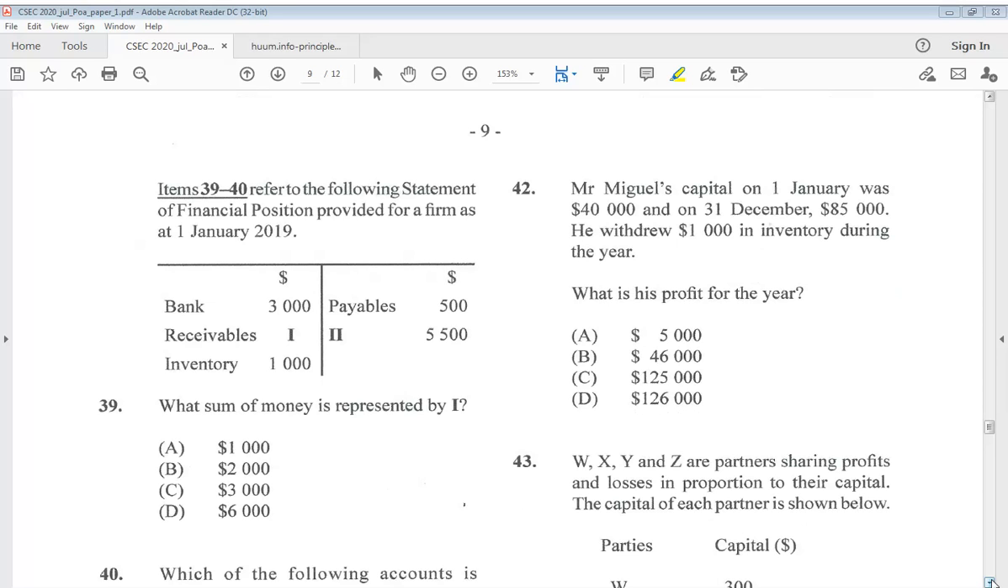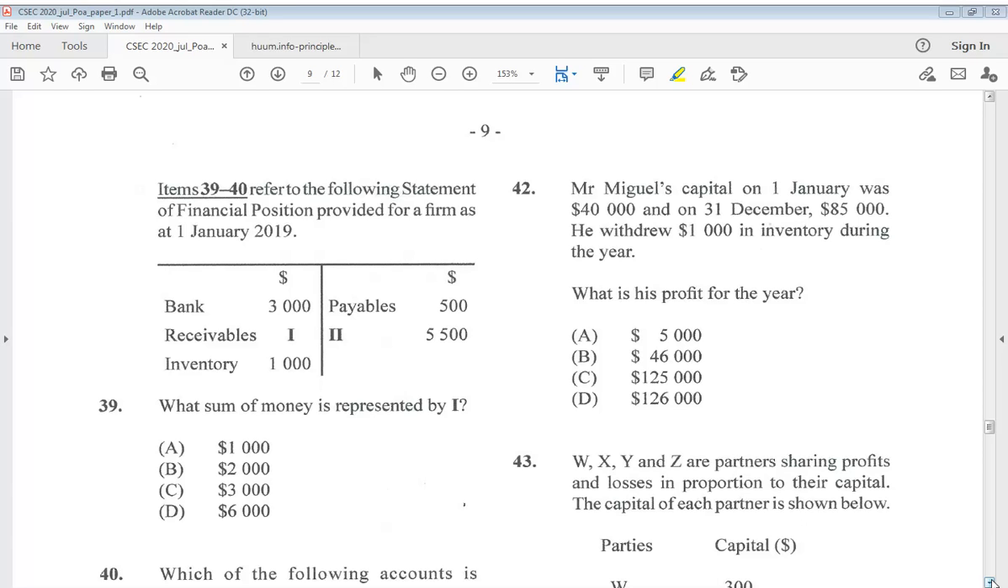Refer to the following statement of financial position provided for a firm as at 1st of January 2019. Bank, $3,000. Receivables, that's the blank. Inventory, $1,000. And then on our credit side, we have payables, 500, and number 2, which is blank, $5,500. So 39, what sum of money is represented by 1?